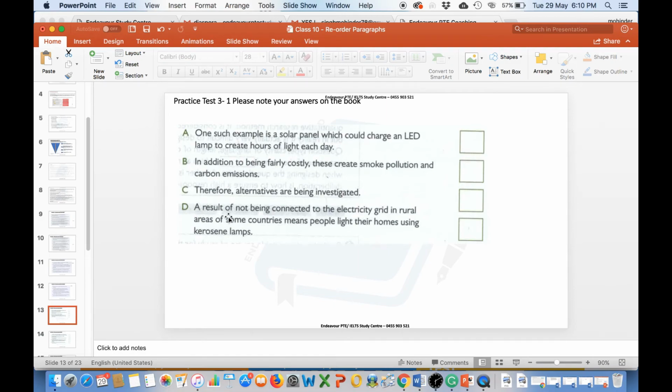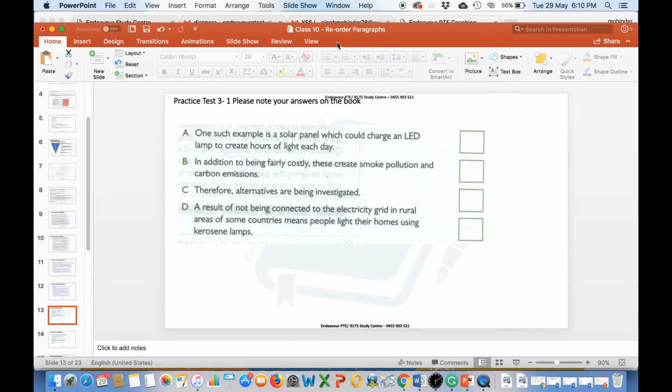As a result of not being connected to the electricity grid in some countries, people light their homes using kerosene lamps. So they use kerosene lamps. Now they're talking of kerosene lamps. That's the main idea. Now if we look at, in addition to being fairly costly, what is fairly costly? The kerosene lamps. In addition to being fairly costly, these create smoke, pollution and carbon emissions. So this seems to be my next one.